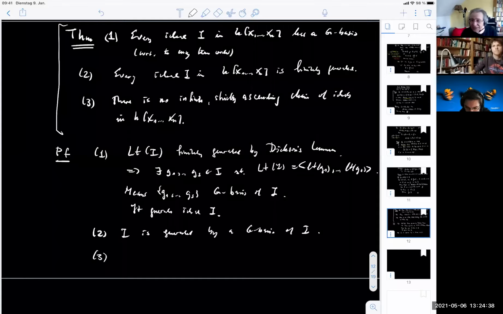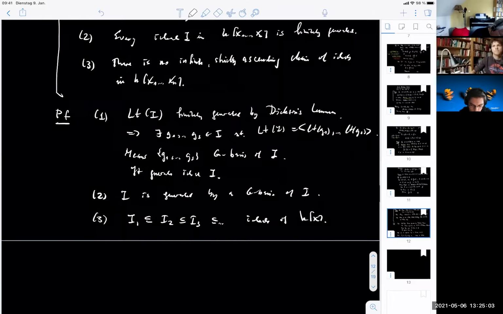And the third thing is very standard. Maybe you have seen that. It's completely standard. So maybe I should write it for the sake of completeness. Let's assume I have an ascending chain of ideals of the polynomial ring. I want to show it must become stationary. There is some index from which on the ideals will not get bigger anymore.